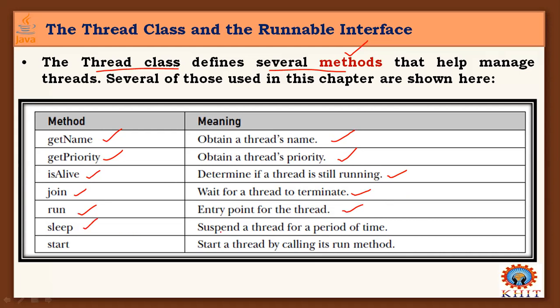And sleep is a method that suspends a thread for some period of time. You can mention sleep and, in parentheses, some milliseconds, and then it automatically makes that thread sleep. And start is a method used to start a thread by calling its run method. When you invoke the start method on a particular thread object, it automatically calls its run method for execution.